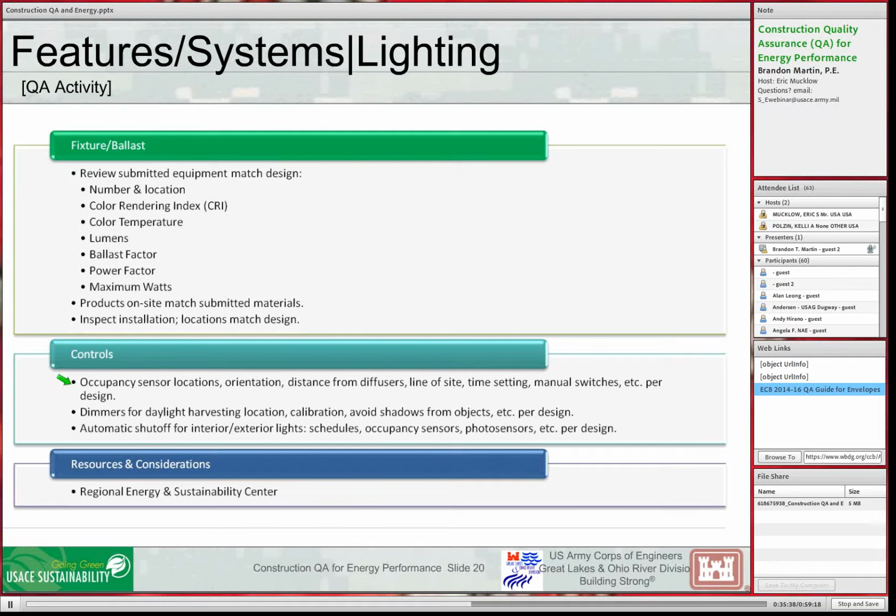Controls, if we call for occupancy sensors, we need to look at where those locations are. We don't want them pointing into a hallway. We want them pointing into the room, so somebody walking in the room sets them off, not somebody who walks by setting them off. We need to make sure if we have dimmer requirements, make sure that we don't have a shadow of them from a cubicle wall or some silly thing like that. We want to make sure if we require automatic shutoff that those are there and they match design. If we call for those to be on occupancy sensors and photo sensors, they need to be there.